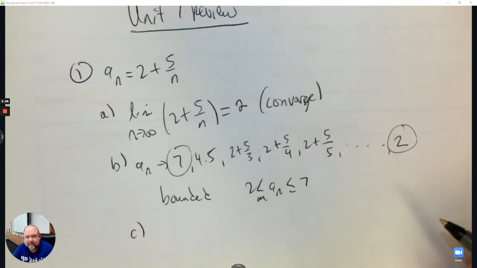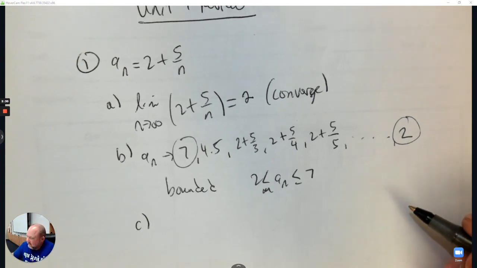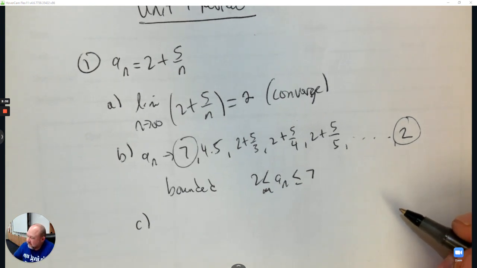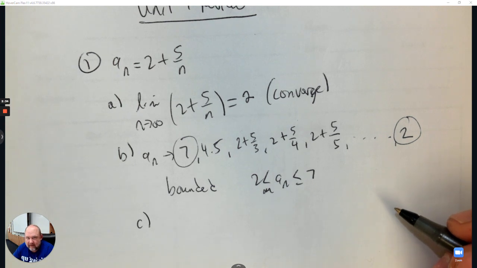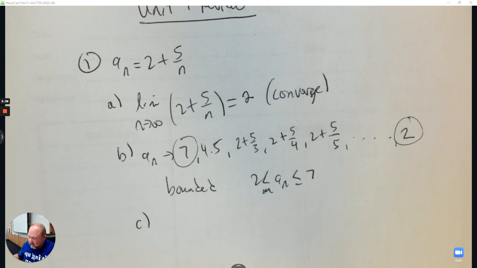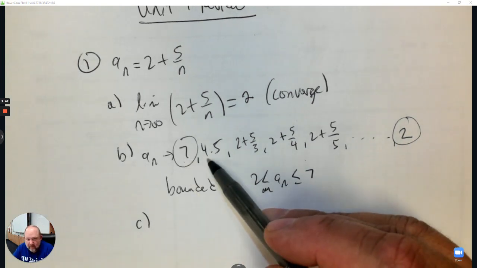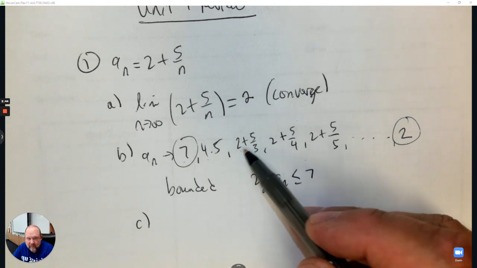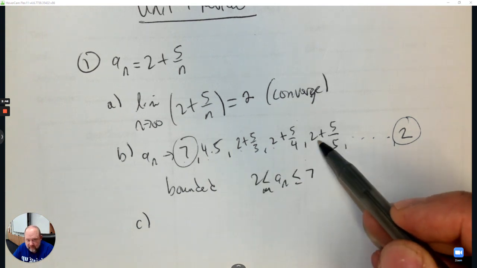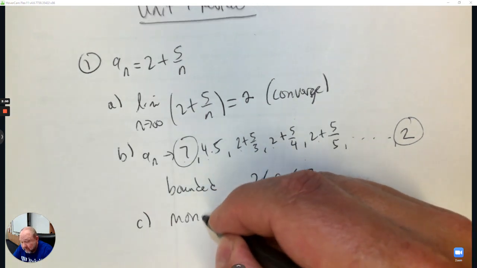C. It says, is the sequence monotonic? What does that mean? So is it only increasing or only decreasing? So look at the terms. If you look at 7, then 4.5, and then 2 plus this, 2 plus this, 2 plus this, as it's going all the way to 2, it is monotonic because it's only decreasing.